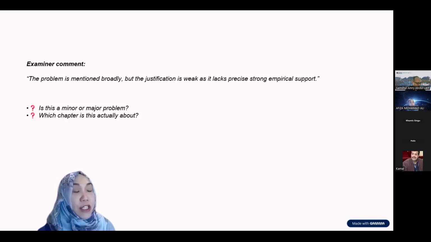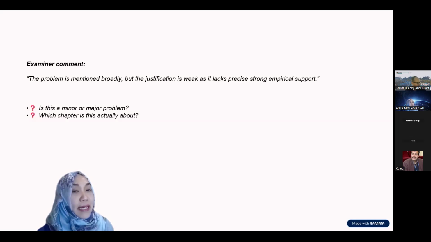So the question is, do you think this is going to be a minor or a major problem in terms of examiners' decisions? Which chapter is this actually about? You can just speak on your mic. Who thinks this is a minor? Who thinks this is a major problem when you have this kind of comment? And this is the final lap, not the proposal defense anymore. This is the final, after submission. Sam, could you read out if they've said something? Major, okay. Major problem. Which chapter is this actually about? Anybody? This is from Chapter 1, the problem statement.